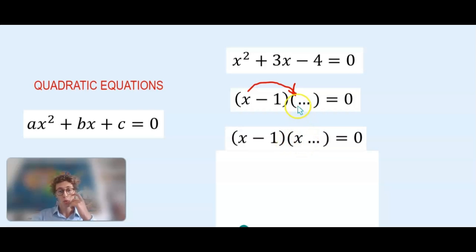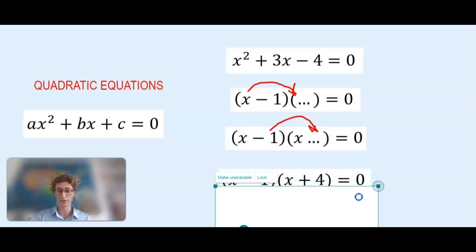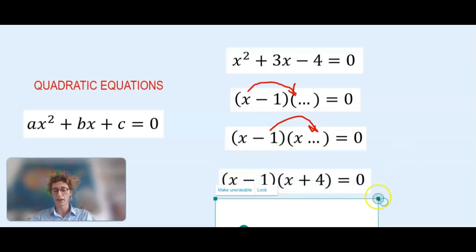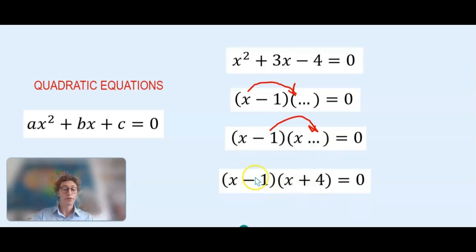Now, this is to find the x squared. However, we also need to be able to produce -4. And therefore, the second half here, -1 multiplied by something, must give -4. And the answer to that, of course, is +4. So now we have a fully factorized equation, just by inspecting the original equation and just seeing that x equals 1 is indeed a solution.